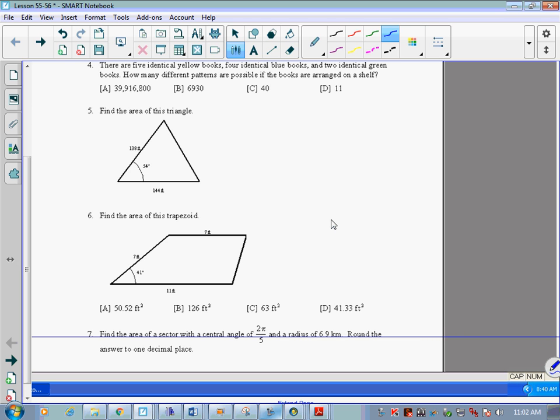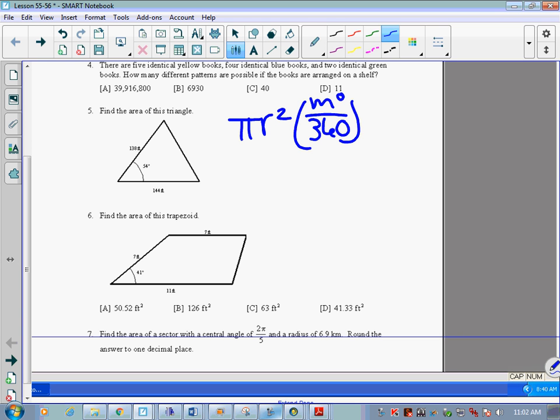We take the area of a circle, which is pi r squared, and multiply it by the measure over 360. We found arc length by taking circumference times that fraction. Now we're just taking the area of a circle times that fraction. So if we want to find the area of a sector with a central angle of 2 pi over 5, what I would first do is convert 2 pi over 5 into degrees. Round your answer to 1 decimal.